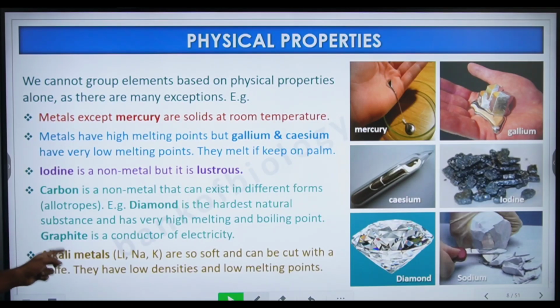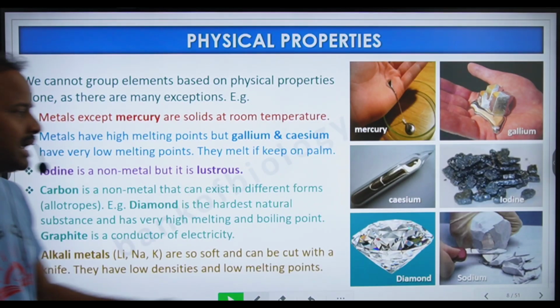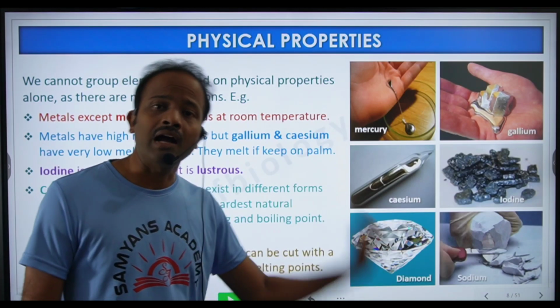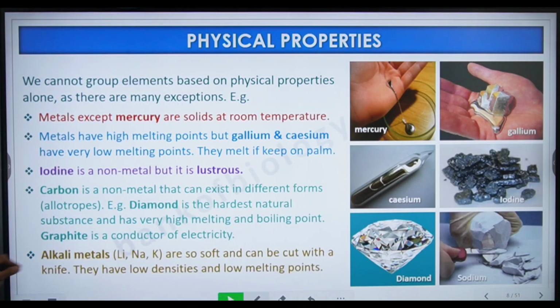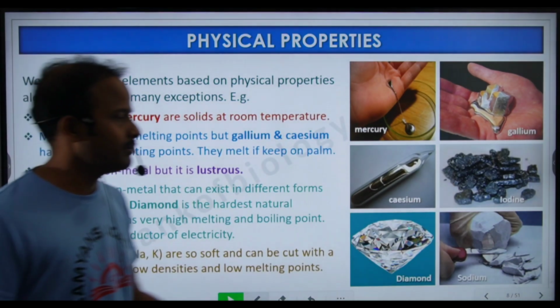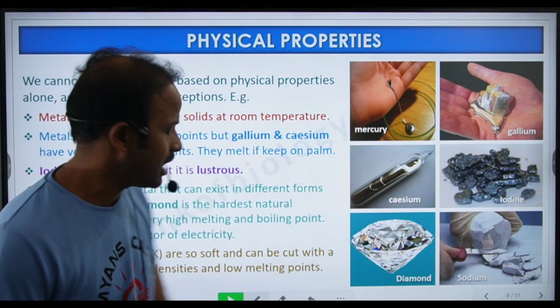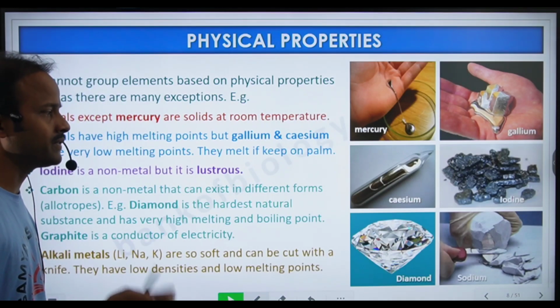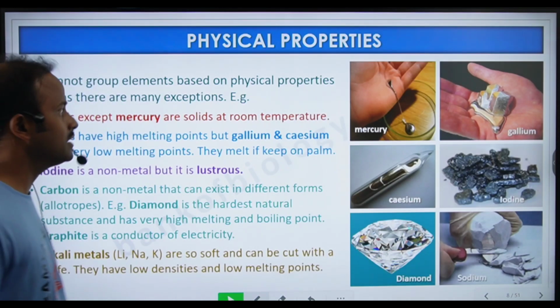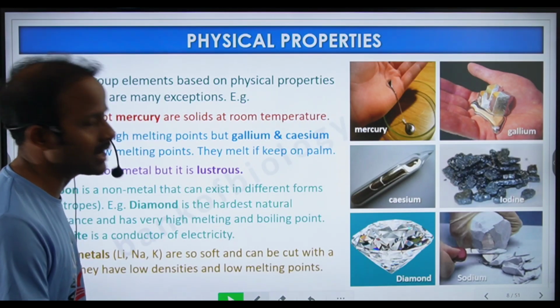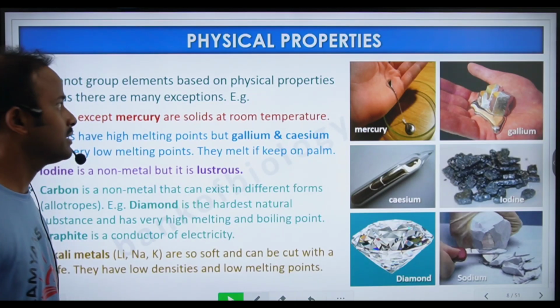It also has a high melting point and boiling point, and diamond also has a high melting point and high boiling point. Alkali metals are so soft and can be cut with a knife. They have low densities and low melting points. By using a knife we can cut these alkali metals very easily. Alkali metals, the first group metals, we can cut with a knife. That means they are soft metals. Other metals are hard in nature.